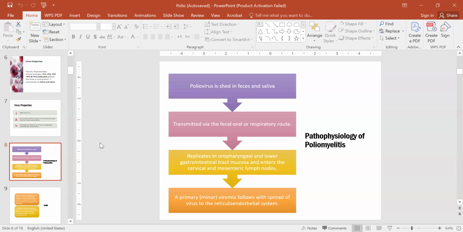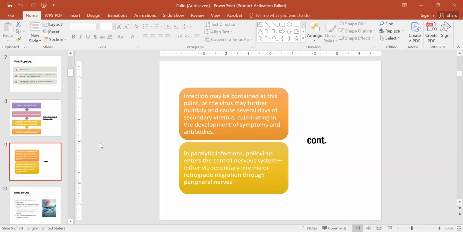So poliovirus is actually shed in feces and saliva. It's transmitted by the fecal-oral route or the respiratory one. It replicates in the oropharyngeal and lower GI tract mucosa and enters the cervical and mesenteric lymph nodes. A primary or minor viremia follows with spread of virus to the reticuloendothelial system. So the infection may be contained at this point, or the virus may further multiply and cause several days of secondary viremia, culminating in the development of symptoms and antibodies.